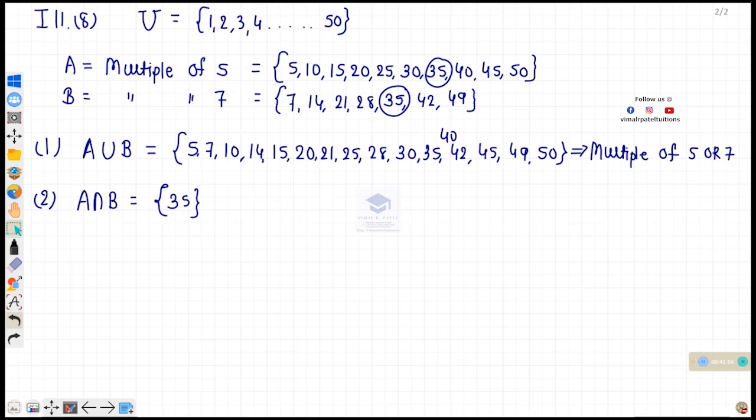Okay. Then the number selected is multiple of 5 but not multiple of 7.